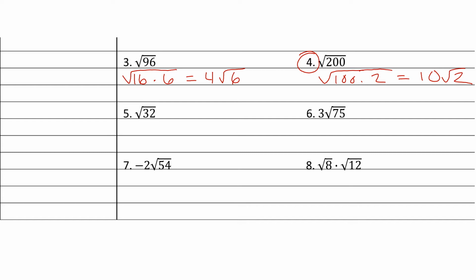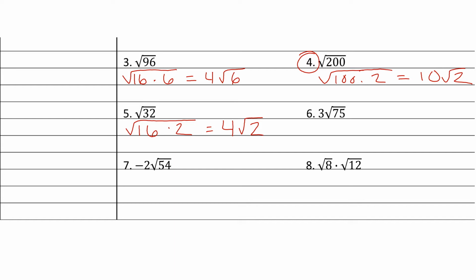Okay, so number 5 here. We're breaking apart 32. What perfect square goes into 32 evenly? Cody? 8 is not a perfect square. Kara? 16. 16 times 2 is 32. And the square root of 16 is 4. And then the 2 will be inside of my radical. So this would be 4 square root 2.